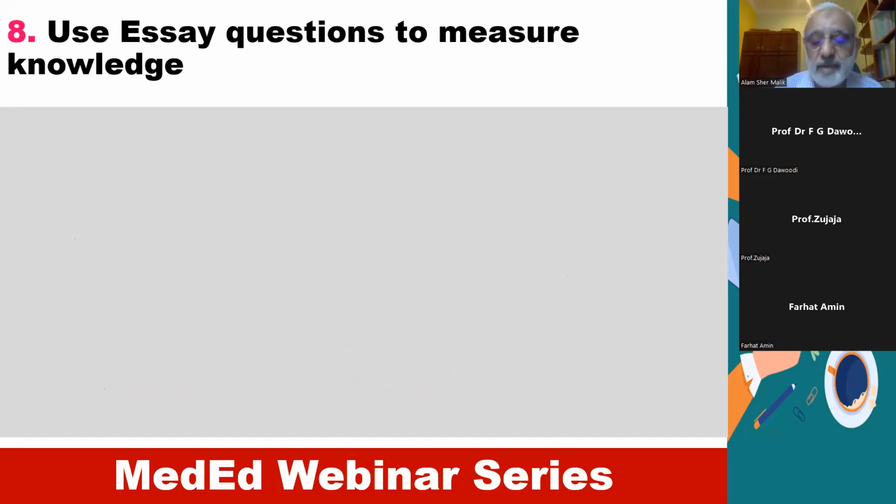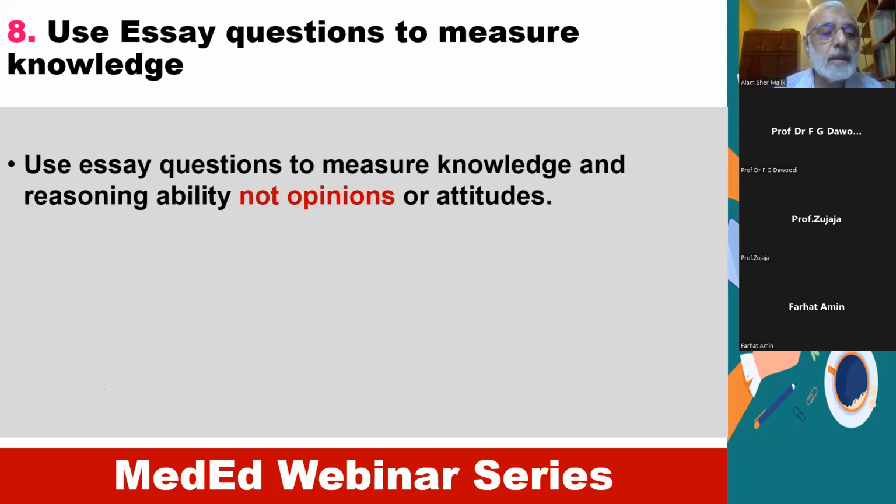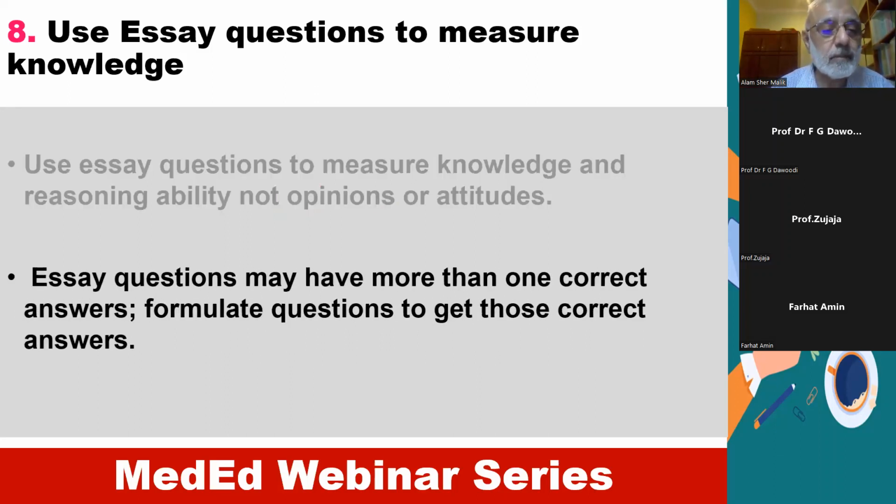Use essay questions to measure knowledge and reasoning ability, not opinions or attitudes. This is the difference from the original definition, which we saw on the first slide, because in medical education, we are not really testing opinions or attitudes. We are assessing the knowledge about different situations.